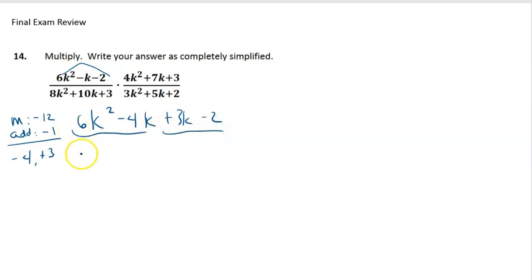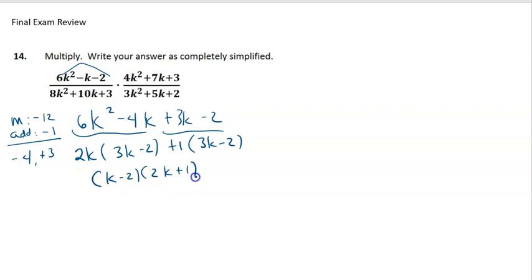Factor by grouping. Probably tired of doing this already. 2k, that's 3k minus 2. Over here, nothing in common here. I'm just going to pull out a 1. That leaves me 3k minus 2, which means this factors into 3k minus 2 times 2k plus 1. You may want to go ahead and move it over here. I'm going to do this in green, and I'm replacing that with what we just found. So it's k minus 2 times 2k plus 1.